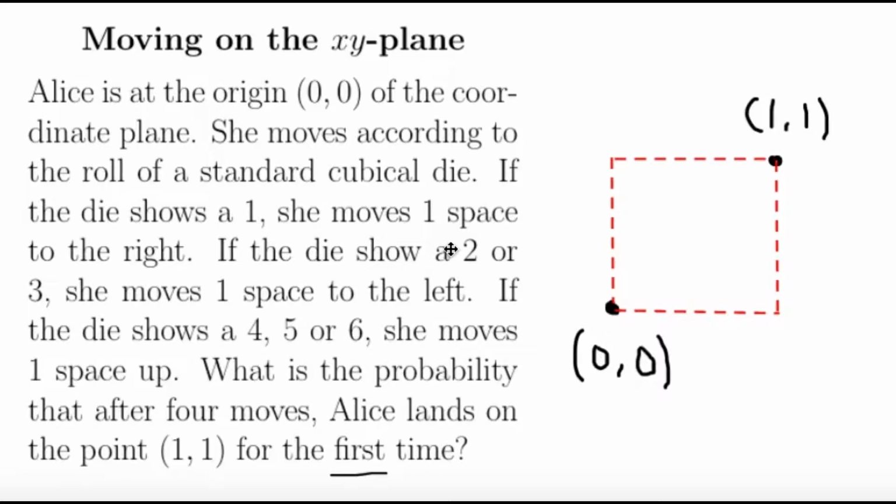Here's an item on probability. Alice is at the origin (0, 0) of the coordinate plane. She moves according to the roll of a standard cubical die. If the die shows a 1, she moves 1 space to the right. If the die shows a 2 or 3, she moves 1 space to the left. If the die shows a 4, 5, or 6, she moves 1 space up. What is the probability that after 4 moves, Alice lands on the point (1, 1) for the first time?